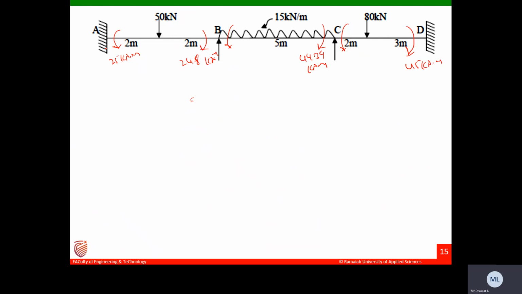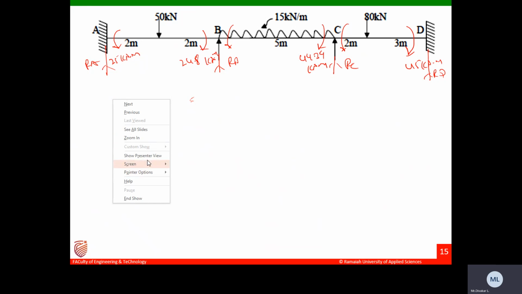Now I have the moments. Let us find out the reactions first, next to draw the SFD and BMD. Find out the reaction at the respective supports. This is RA, and this is RB, and this is RC, and this is RD. How to find this out? So once again you write down separately.